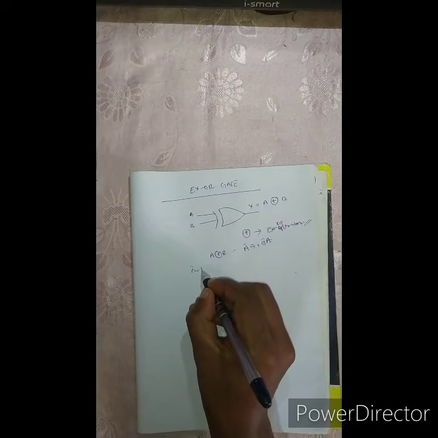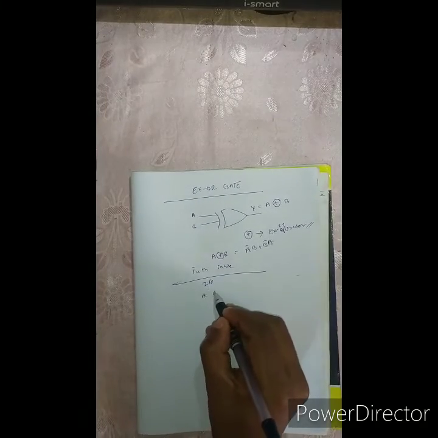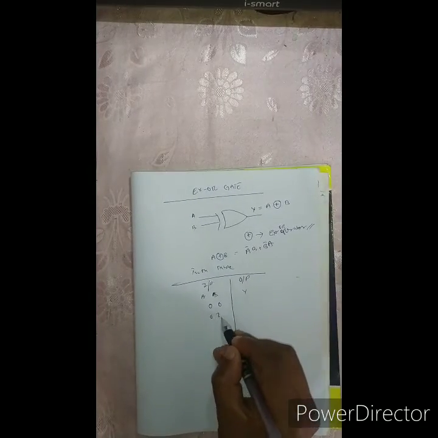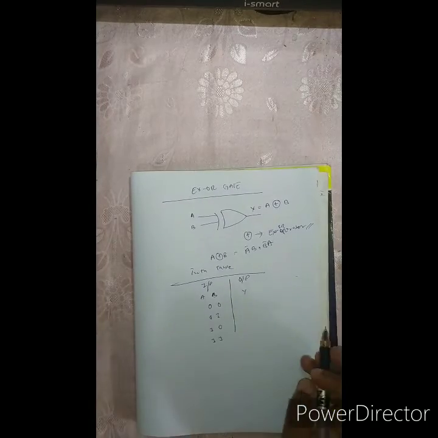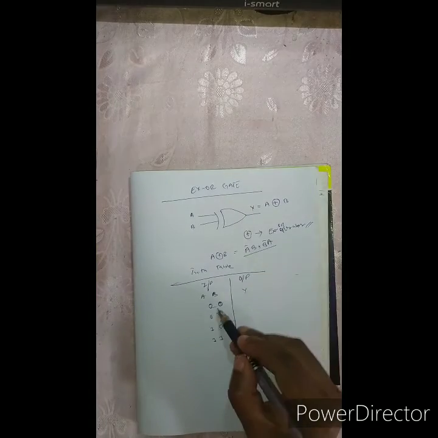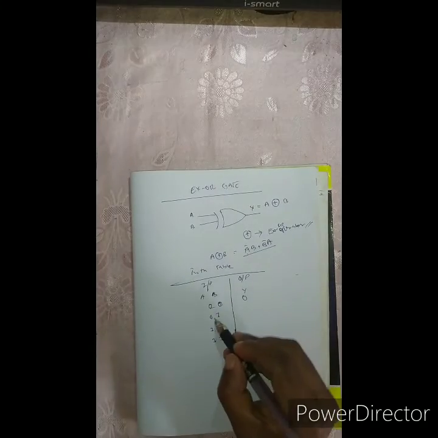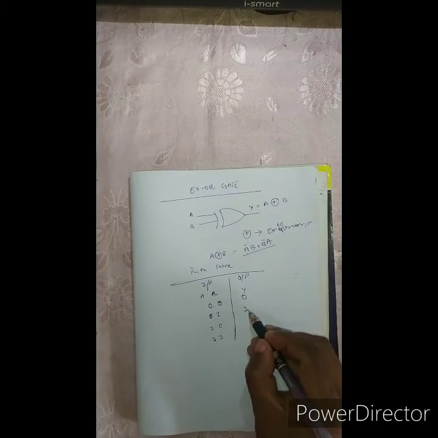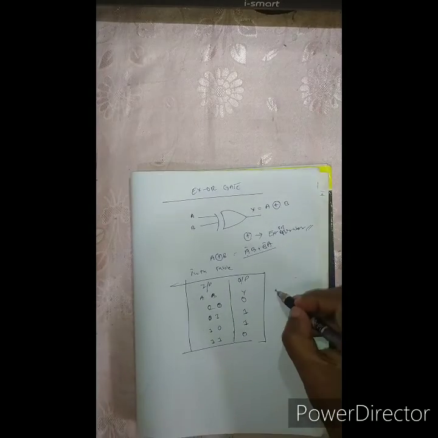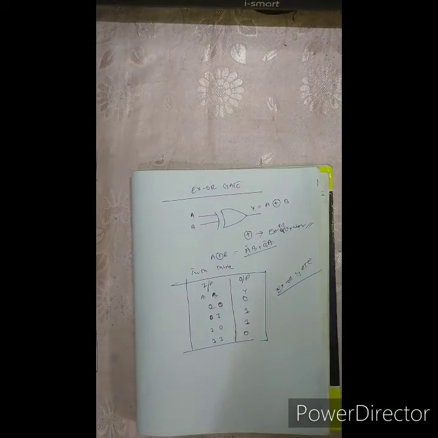Let us see the truth table for this gate with two inputs, A and B, and output Y. It is 00, 01, 10, 11. Putting these values in this equation, for 00 it will be 0. For 01 it will be 1, for 10 it will also be 1, and for 11 it will be 0. So this is the truth table for the XOR gate.